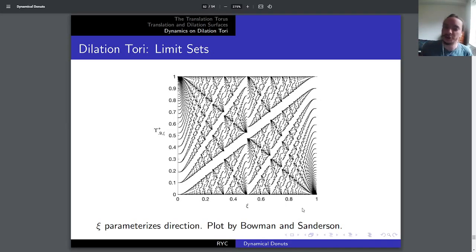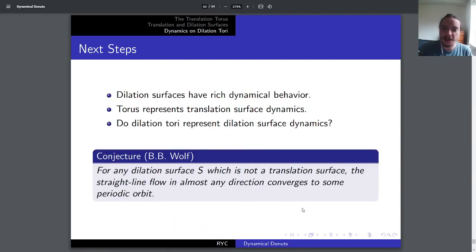So this is the sort of thing that you can find in just this really, really simple surface, the dilation torus. And that's kind of scary, because if a dilation torus has such rich dynamical behavior, then who's to say that dilation surfaces don't have crazy exotic behavior that we could never possibly get a grasp on?